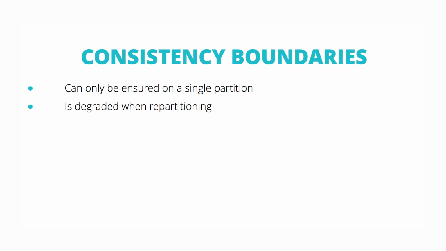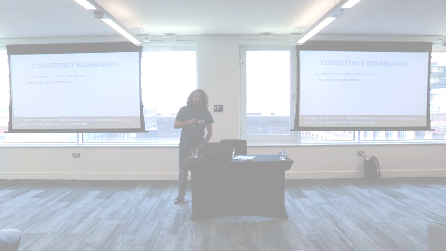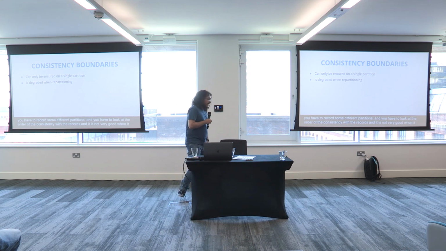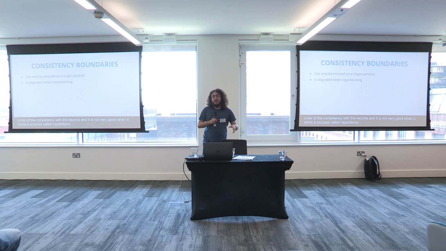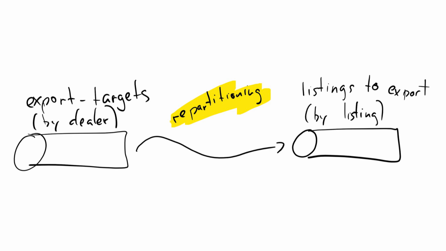Kafka only ensures consistency in a single partition. It means that if you have 2 records on different partitions, you cannot guarantee the order or the consistency between those records. And it's degraded when Kafka starts a process that is called repartitioning. Repartitioning is a process where all records from one partition are processed and sent to another partition. This is an example of repartitioning.